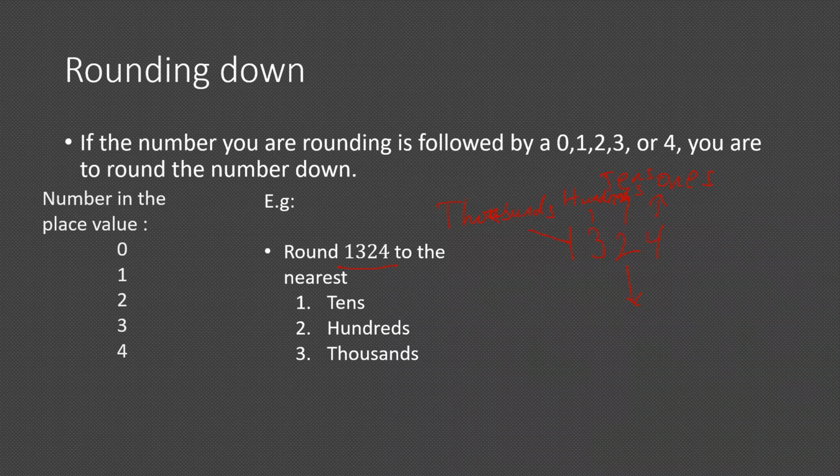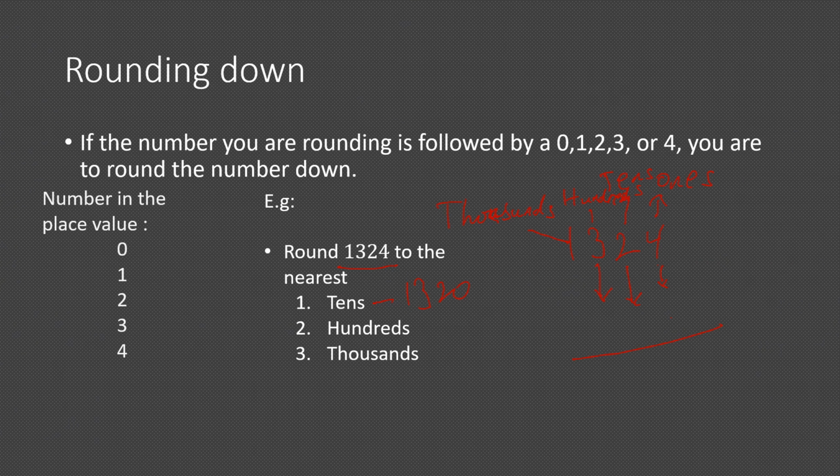And then we look at the number that follows it, which is 4. 4 is in the range where we can round down because it's between 0 and 4. As we saw, in rounding up we added, but in rounding down we don't add. The 2 will stay and the 4 will turn into 0. And then the remaining numbers before 2 stay the same. So that will become 1,320.